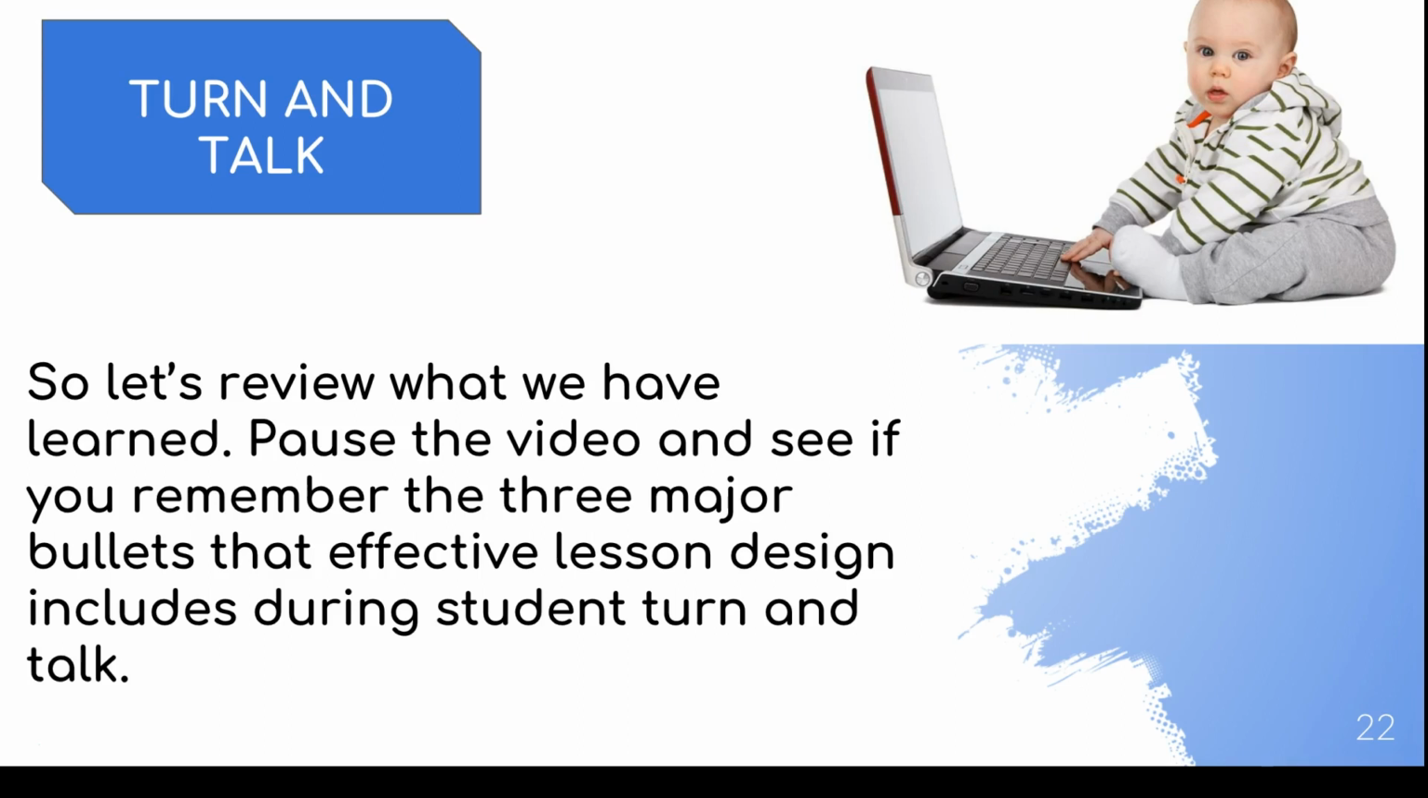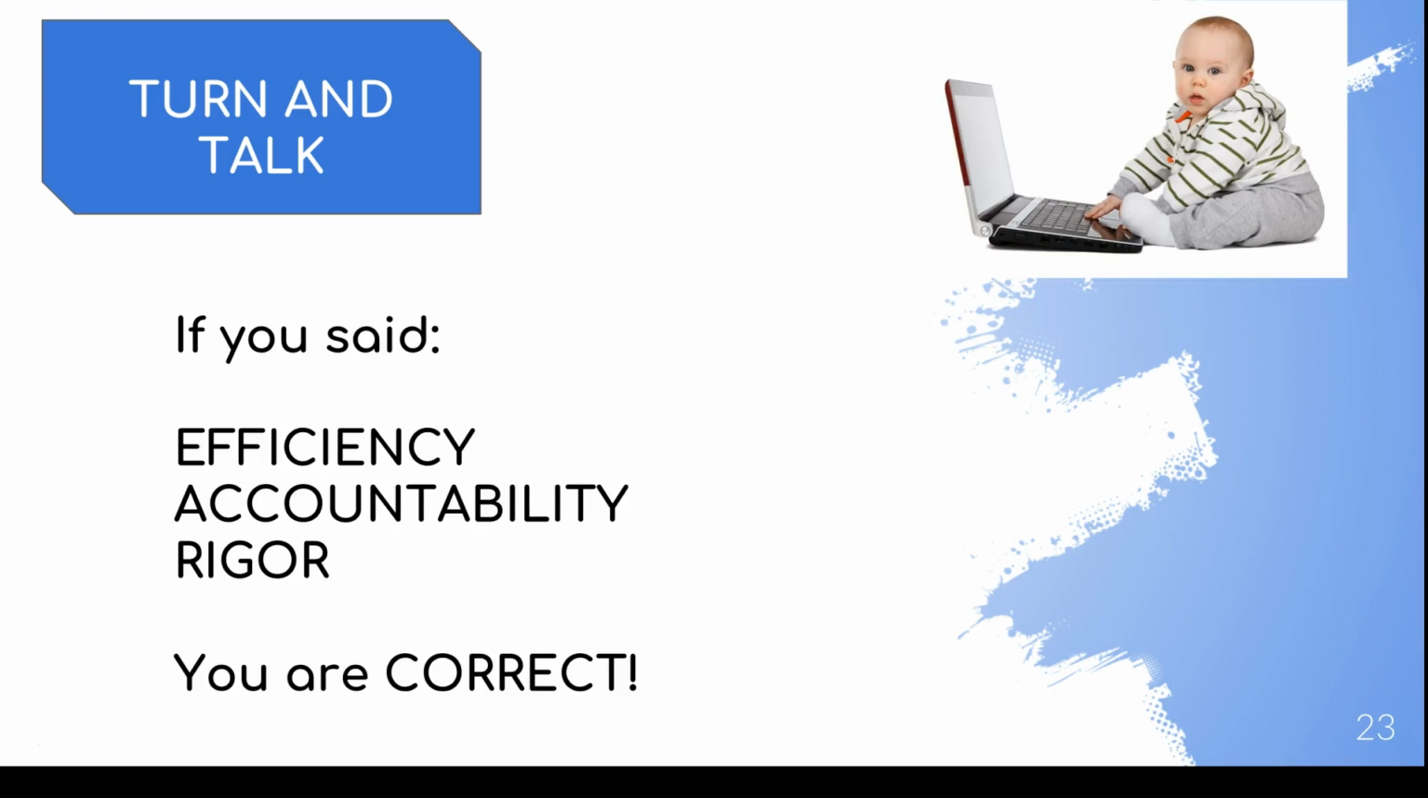So let's review what we've learned. Pause the video and see if you can remember the 3 major bullets that effective lesson design includes during the student turn and talk. That's right, they are efficiency, accountability, and rigor. Now that you have the basic pieces down, review the rubric one more time. As you review, think about how you will include each of the smaller bulleted items into your lesson. Is there one part that you struggle with more than the others? If you need to review a section, remember you can always review this video and the readings again.